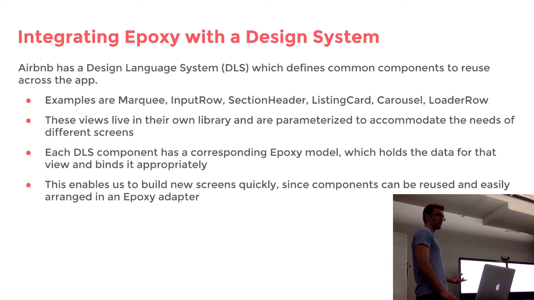Just real quickly, we have a design language system at Airbnb that we've been working on adding over the past year. And this just defines standard components, a marquee, an input row, a section header. And these live in their own view and live in their own library, and are independent of the data models that we have. So they just define like text or images, like simple components. And each view has a corresponding epoxy model that we can use in the RecyclerView.